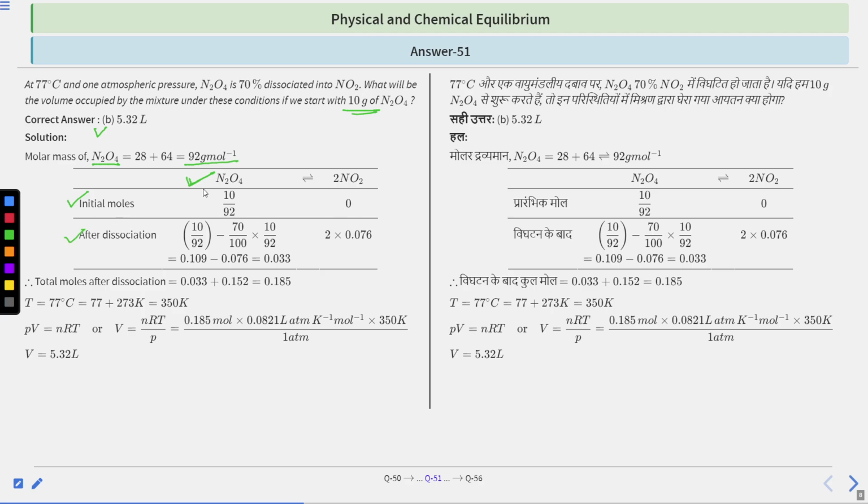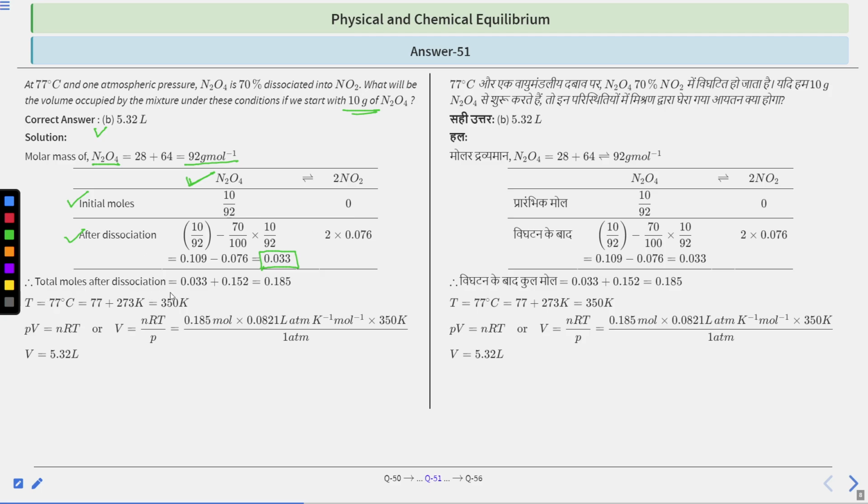After dissociation, the N2O4 is 70% dissociated. So it will be the total moles remaining. Moles of N2O4 will be 10 by 92 initial moles minus 70% of initial moles, and it is coming out as 0.033 moles. And for NO2, as N2O4 is 70% dissociated, the NO2 will be 2 into 0.076.